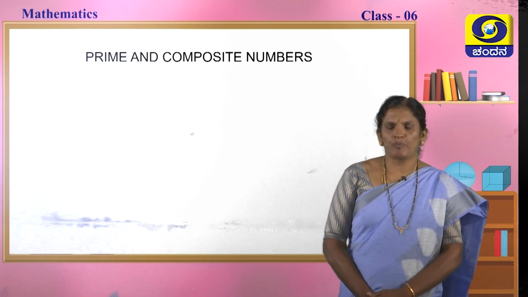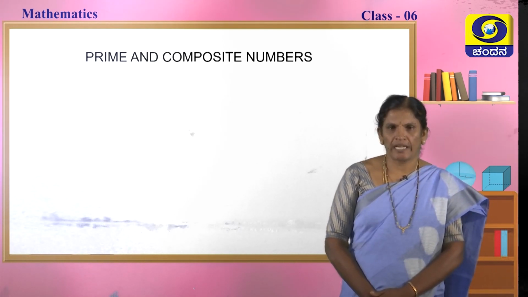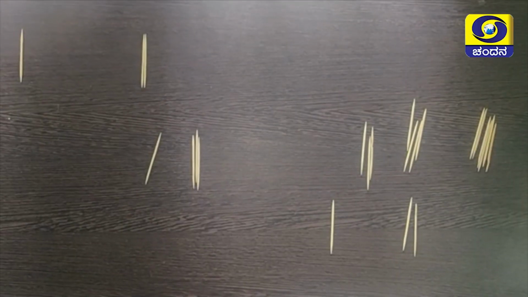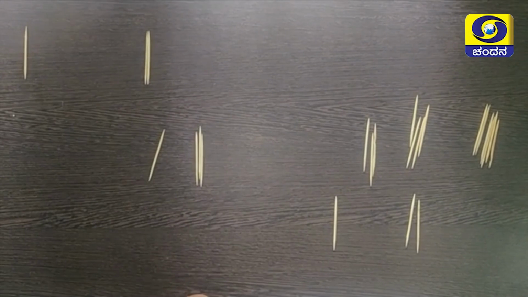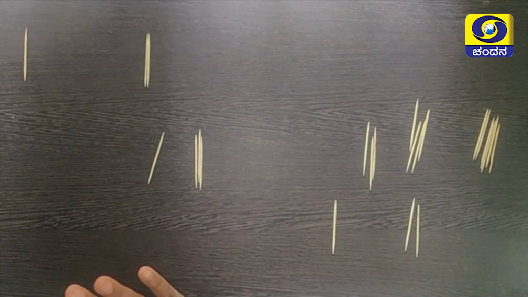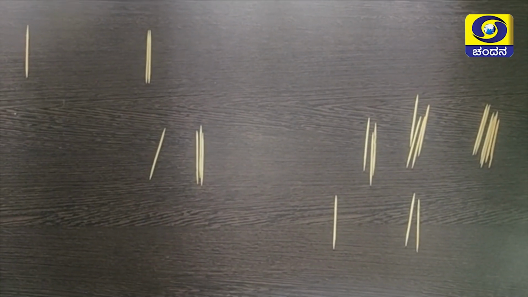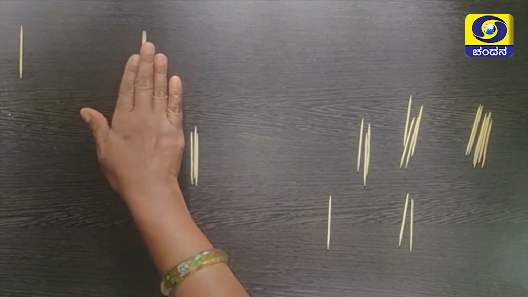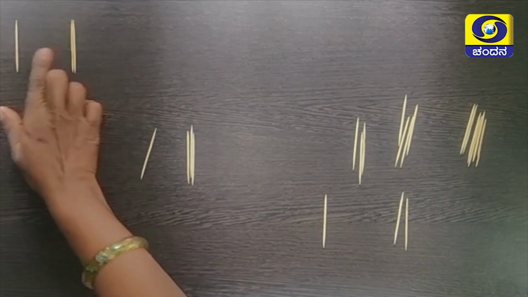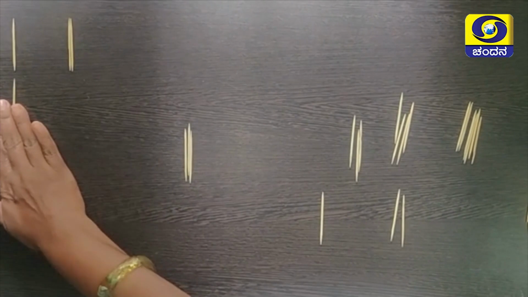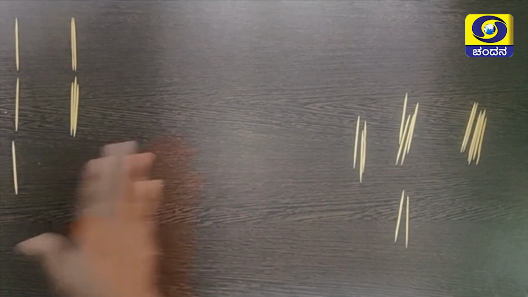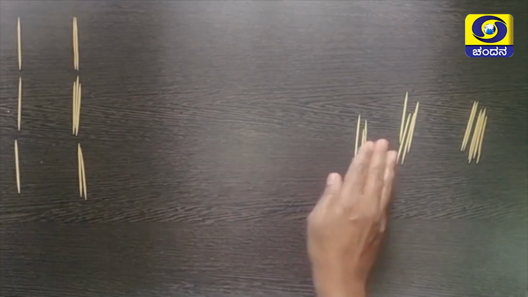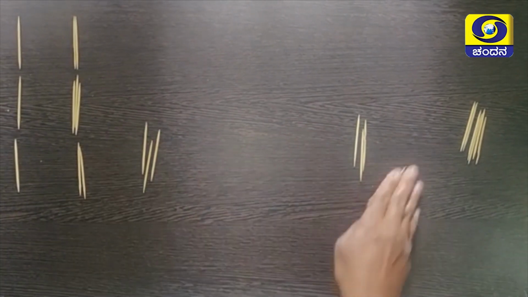Now, come to prime and composite numbers. Here, I will show you one activity. Children, now I am doing the activity for prime and composite numbers. One is neither prime nor composite because it has only one factor. Now I take 2. For 2, 1 and 2 are the factors. This is 1 and this is 2. For 3, again 1 and 3 are the factors. For 4, 1, 2 and 4 are the factors.